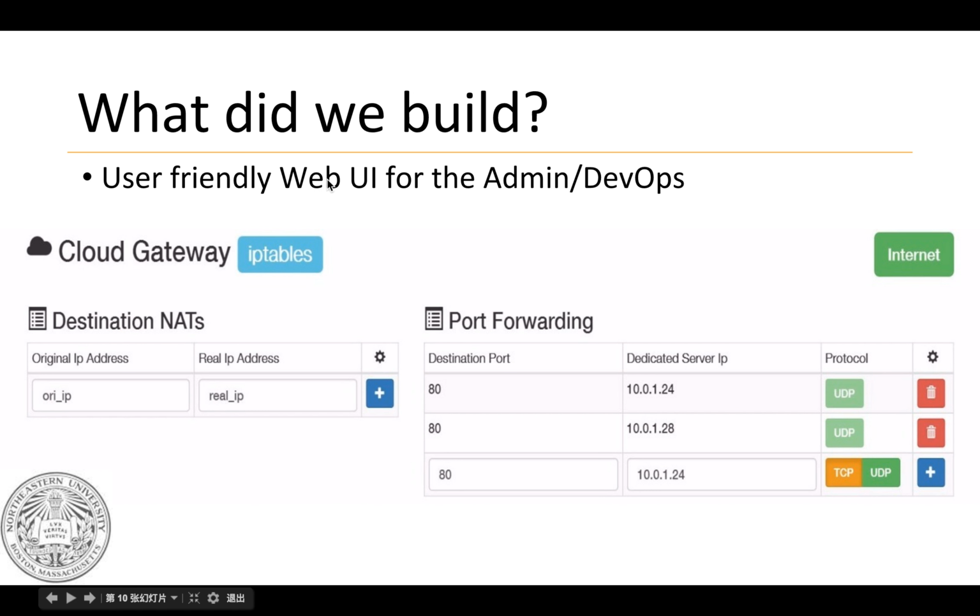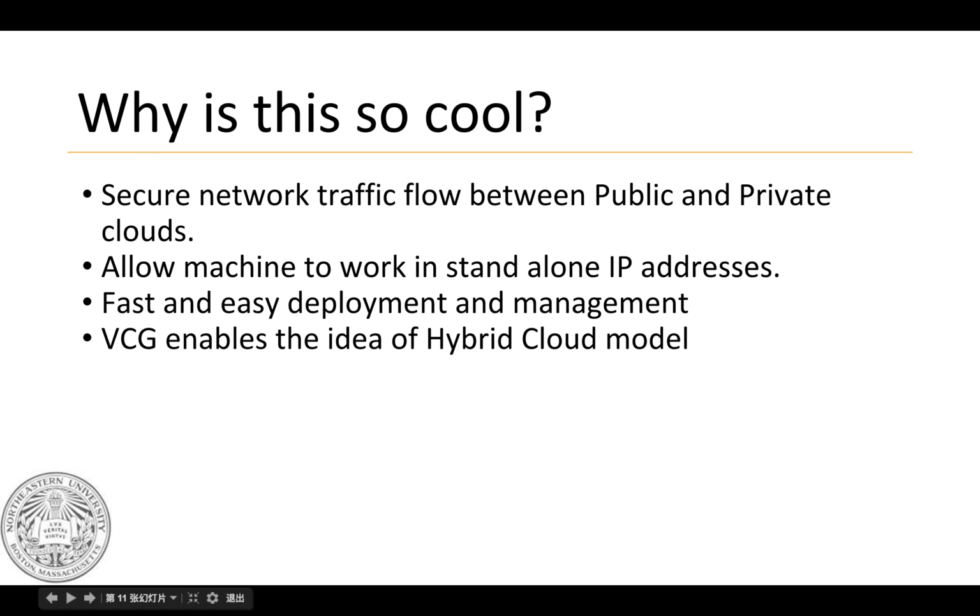We also made a web interface for the administrator or DevOps to modify the IP table rules. We think this is cool because first we solve the problem that traditional VPN cannot solve, which is the fragmentary IP address in the different clouds. Also, this will allow machines to work in standalone IP addresses, and the script we built allows DevOps to deploy their VCG very fast.